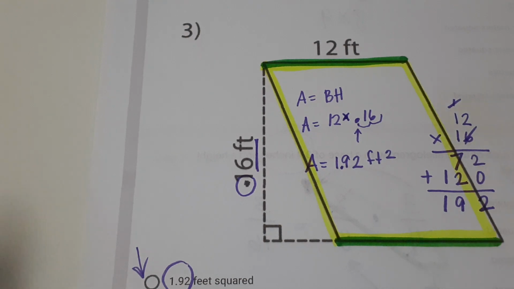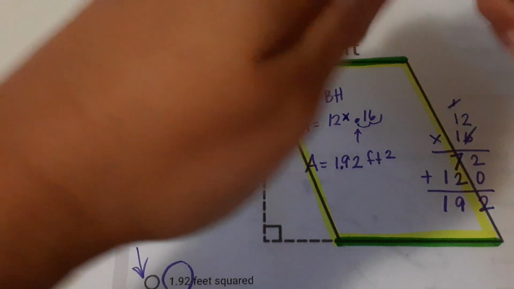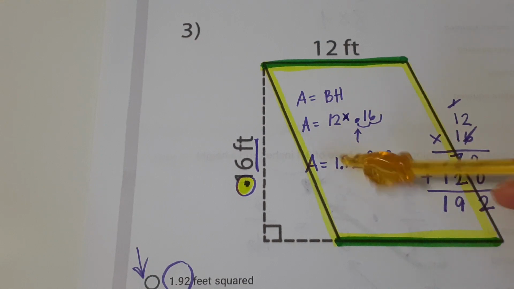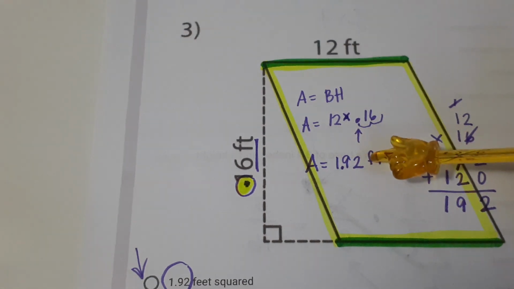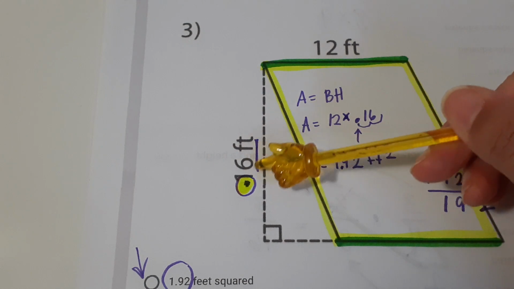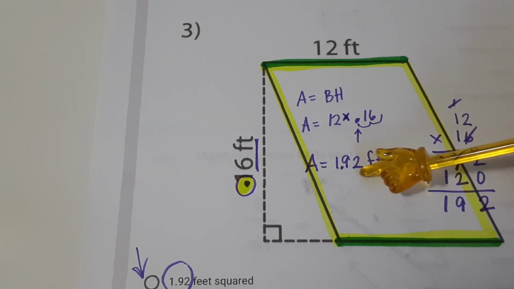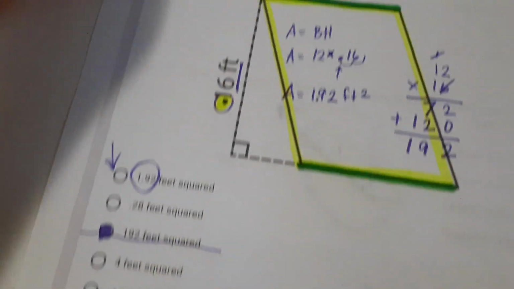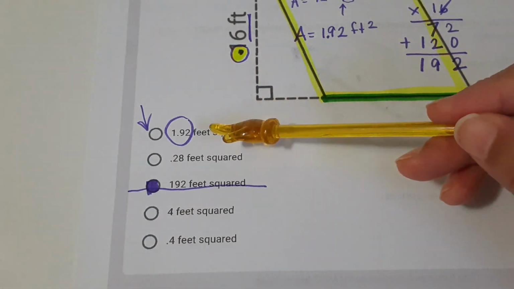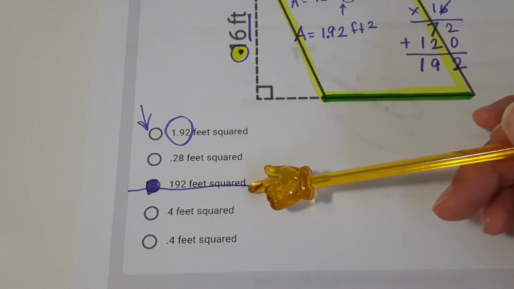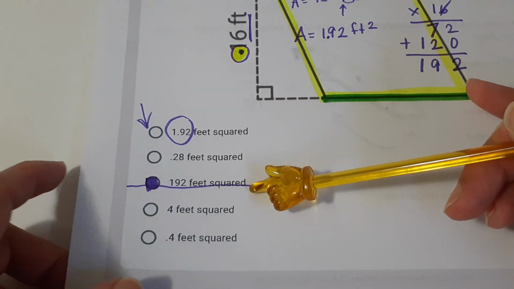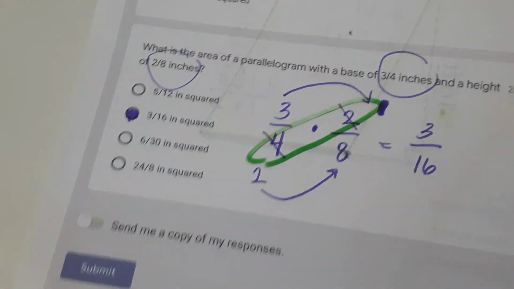But don't forget that there is a decimal right here. A lot of you forgot to include the decimal point in your answer. So if it's 192, I have to move that decimal 2 places. 1, 2. So my answer is 1.92, which is the top answer right here: 1.92 feet squared. A lot of you chose this one right here. Got tricked. Make sure you don't make that mistake again on the test, which will be tomorrow.